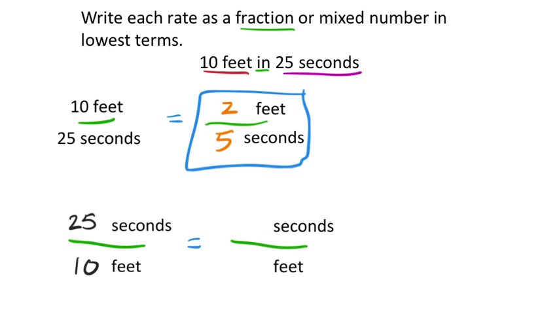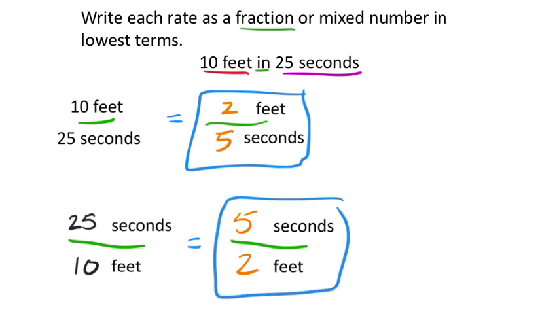We divide those both by 5, and we end up with 5 feet. Also, sorry, 5 seconds for 2 feet. Now, you'll notice we now have a second answer right here, okay? So should we put that in? Yes, I would recommend keeping that because on the assignment, they may ask for both.